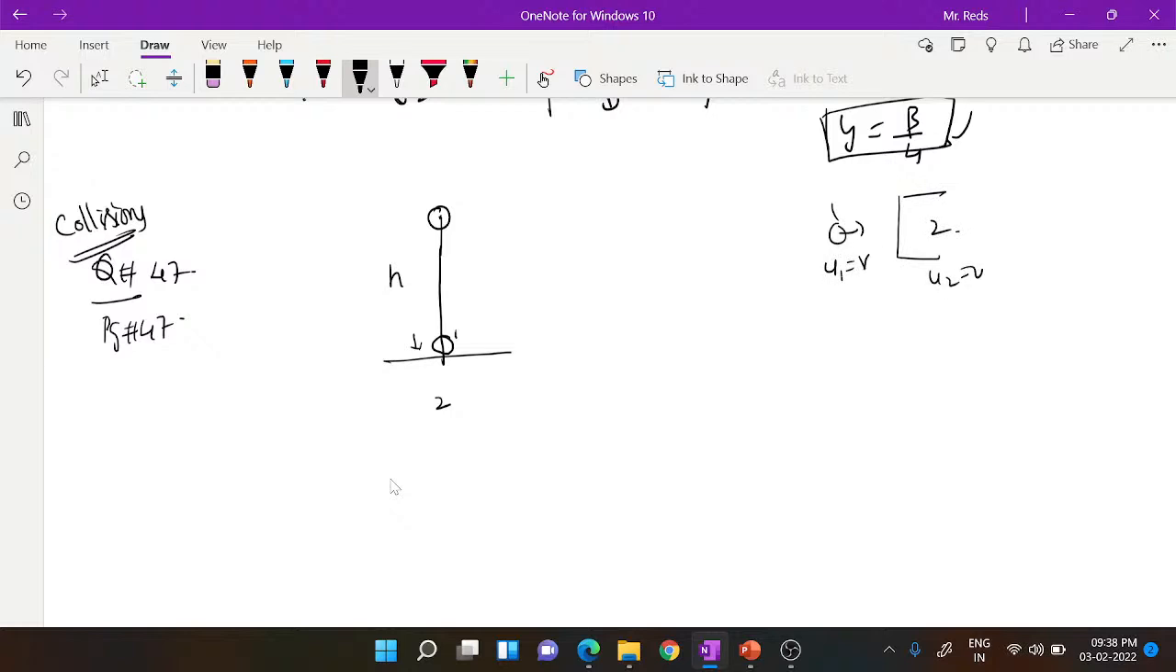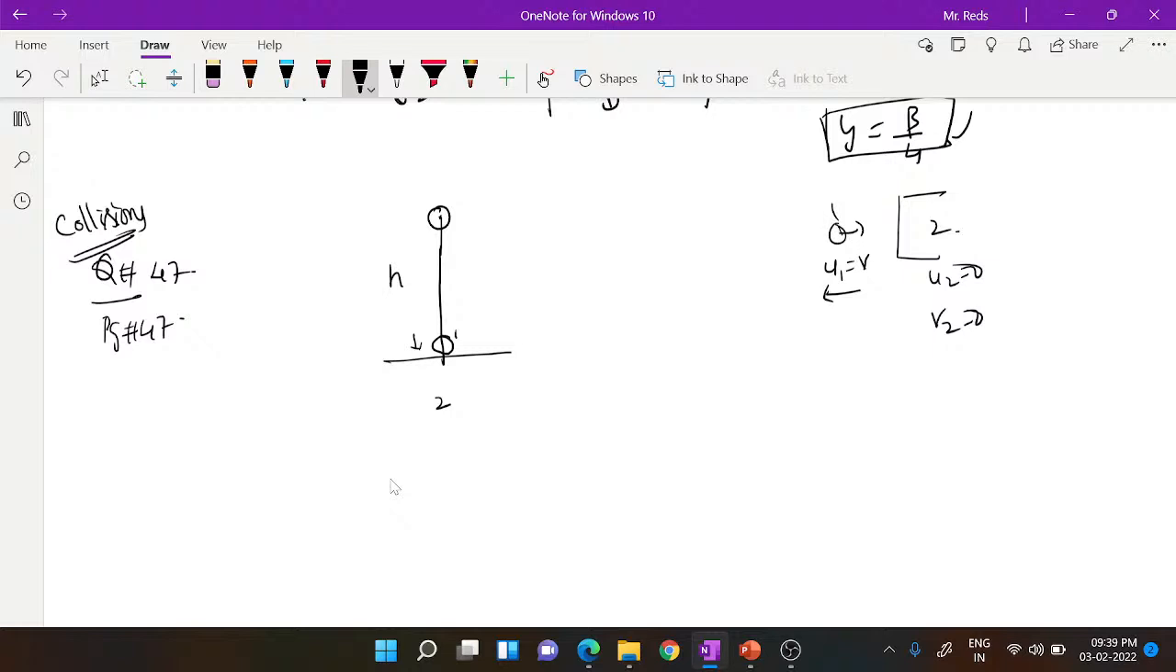Its initial velocity is 0. You have to just consider it like this. This will not be an elastic collision. Because it is a heavy one, it will not move even after the collision. Its final velocity will be 0. The ball bounces back, but not with the same velocity, with some different velocity, because it is not an elastic collision.